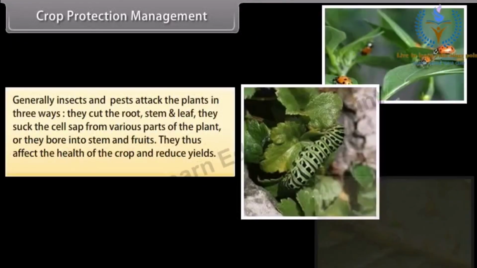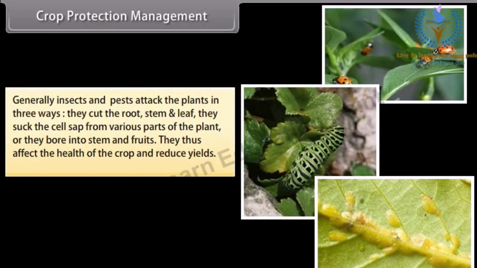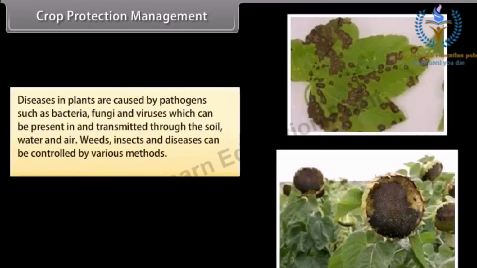Generally, insects and pests attack the plants in 3 ways. They cut the root, stem and leaf. They suck the cell sap from various parts of the plant, or they bore into stem and fruit. They thus affect the health of the crop and reduce yields. Diseases in plants are caused by pathogens such as bacteria, fungi, and viruses which can be present in and transmitted through the soil, water, and air.